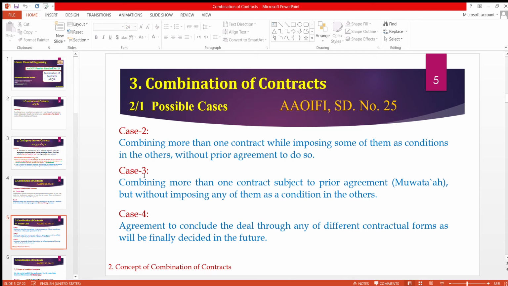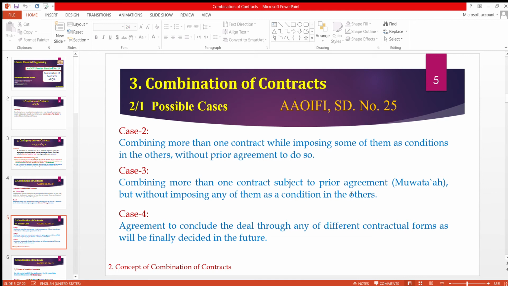The third case is combining more than one contract subject to prior agreement, that is, they intended to combine the contracts but without imposing any of them as a condition on the others, and did not mention the contracts as conditions to each other. For example, in the same session, they intended to conclude an ijara contract, a sale contract, and a partnership contract.